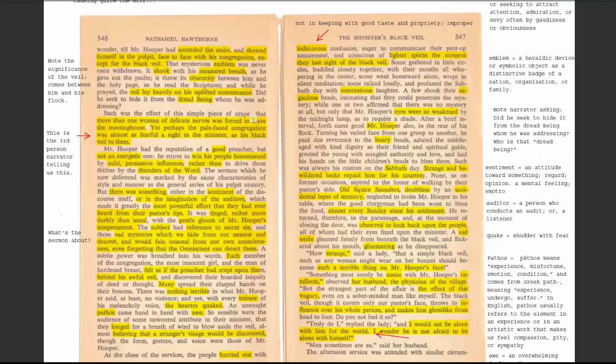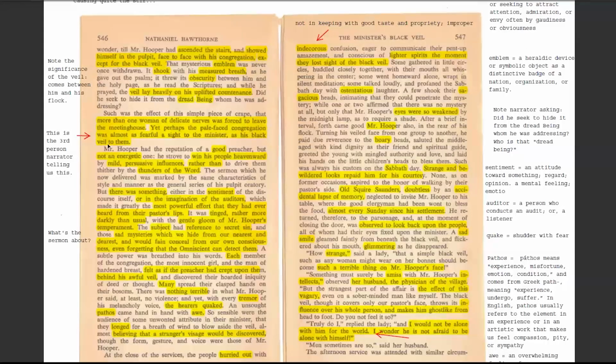This was the effect of a simple piece of crepe. Well, it may be a simple piece of crepe, a veil, but it's not so simple now once he puts it on his face, is it? More than one woman of delicate nerves was forced to leave the meeting house. Wow, they can't take it. These are very sensitive people, very sensitive times. If your minister, if whatever church you belong to, walked in with her face covered, what would you do? Well, the narrator is saying women of sensitive nerve had to leave.